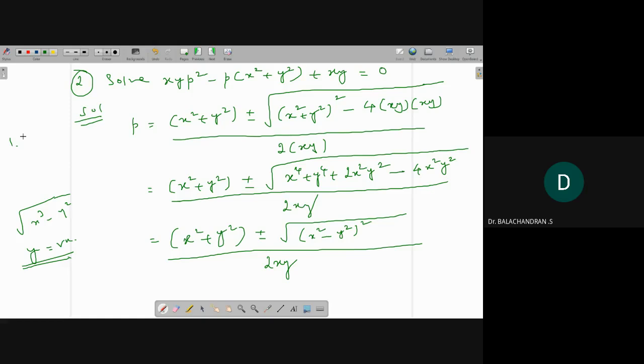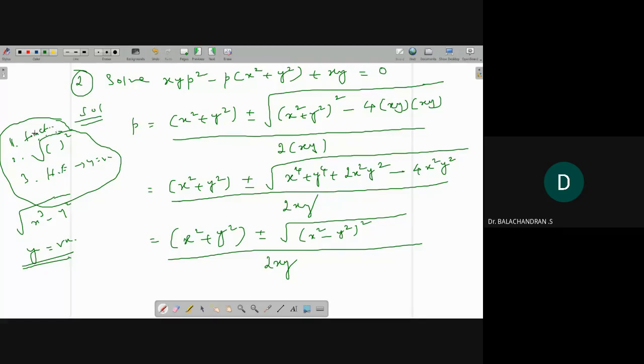One is, is it possible to factorize into linear factors, like the previous problem. Second, if you have something like a square. Third, if it is a homogeneous equation, then you can substitute y equal to vx. So then only you can solve the given problem by solve for p. Otherwise, you can't solve the problem by solve for p.